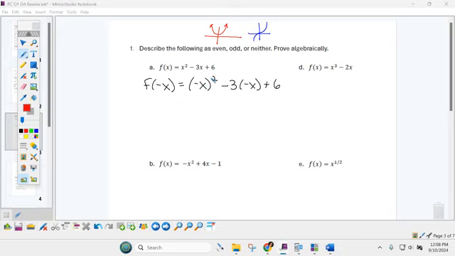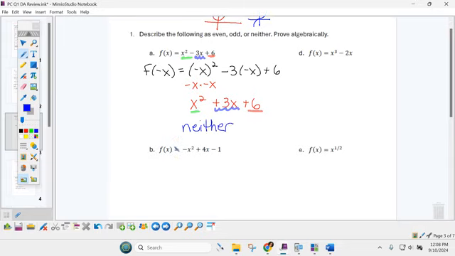And let's simplify. So negative x squared is negative x times negative x, which is positive x squared. Negative 3 times negative x is positive 3x plus 6. So now when I compare to my equation, x squared, that's the same. Negative 3x, positive 3x, those are opposite. And 6 to 6, that's the same. And so when we mix and match, that is a neither situation.